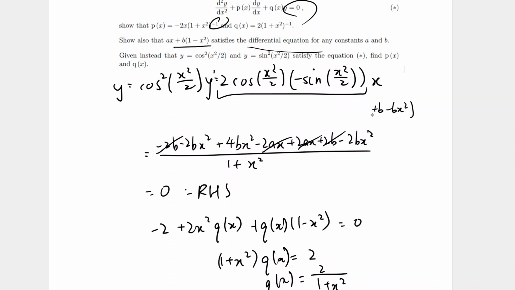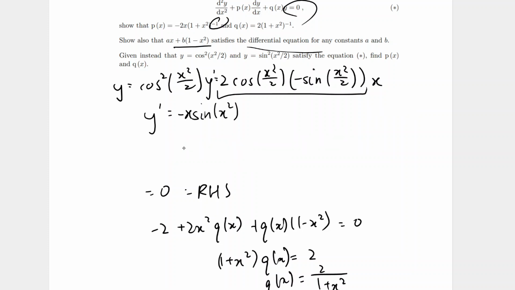2 cosine something sine something. That is just the formula for the double angle of sine, right? So y prime is actually just equal to what? Equals minus sine of x squared times x. Let's put the x in front just for the prettiness of the expression. So that's for cosine squared.